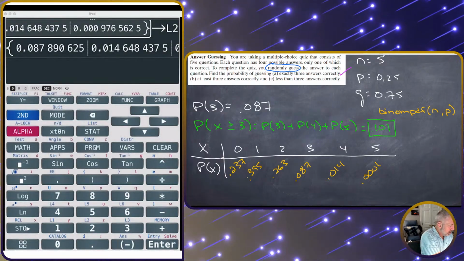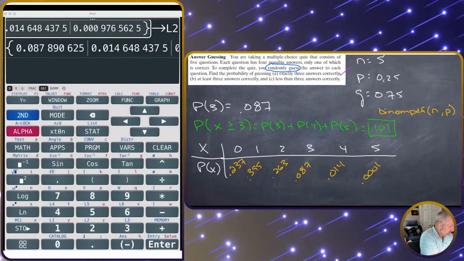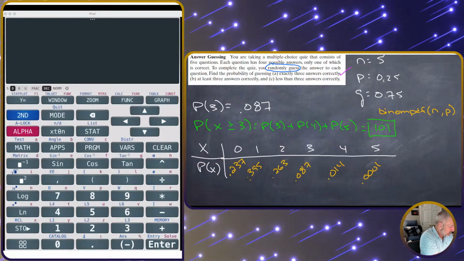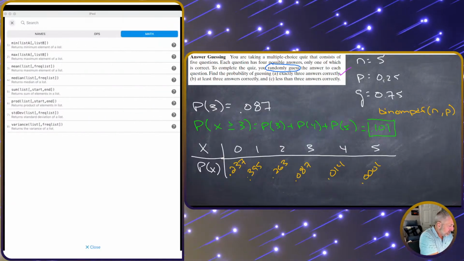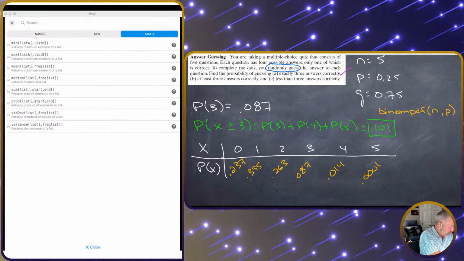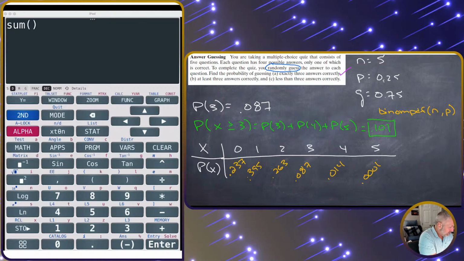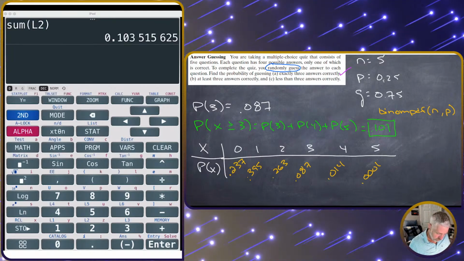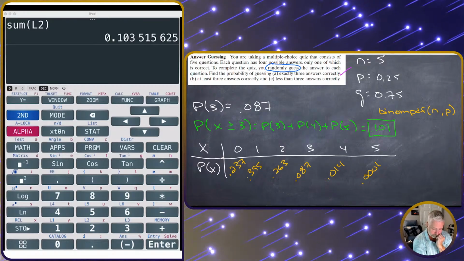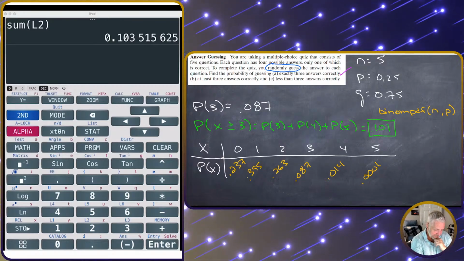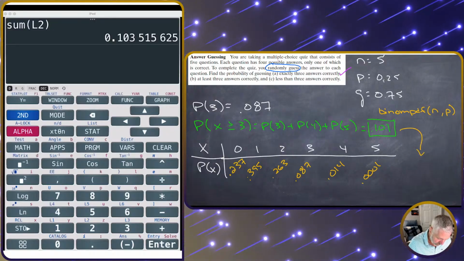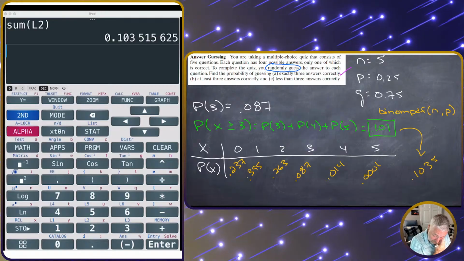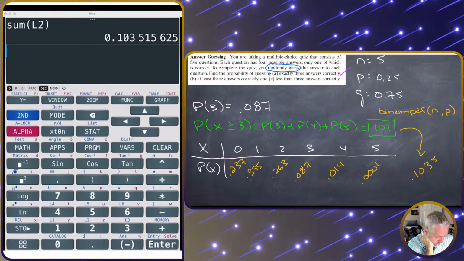If I find the sum of these, second quit, not that, second quit, clear. And then I want to go second list, scroll over to math, scroll down to sum, and I'm going to go L2, enter, 0.1035. That's not much different than what we got, 0.1035. That has to do with rounding.